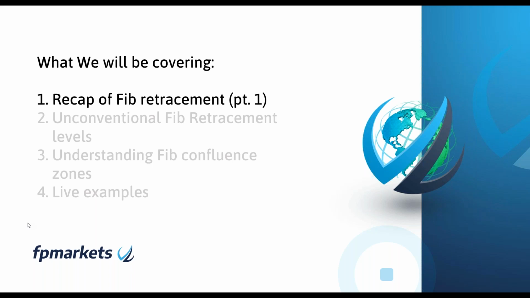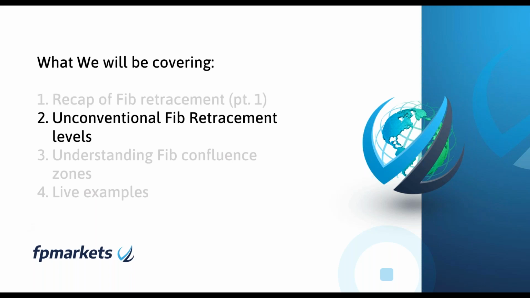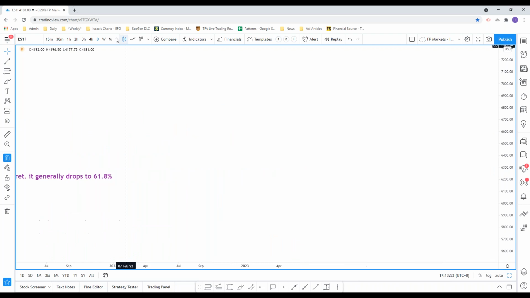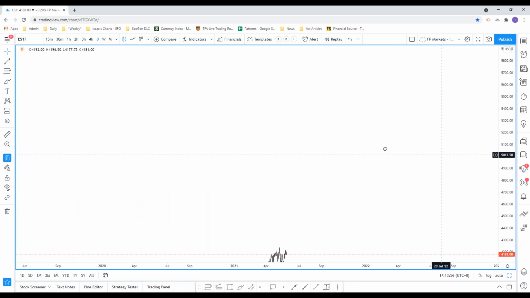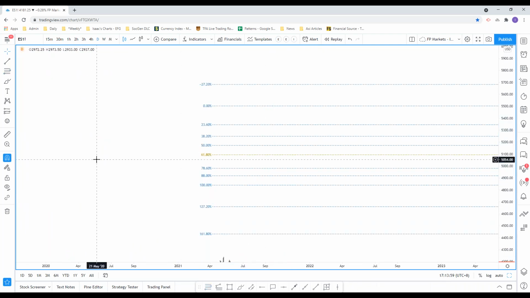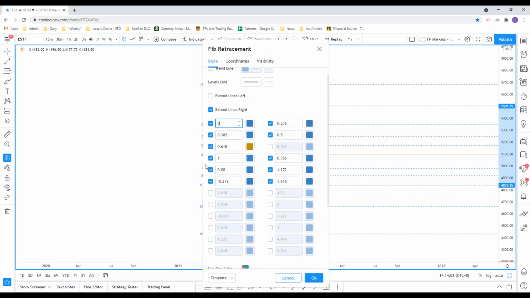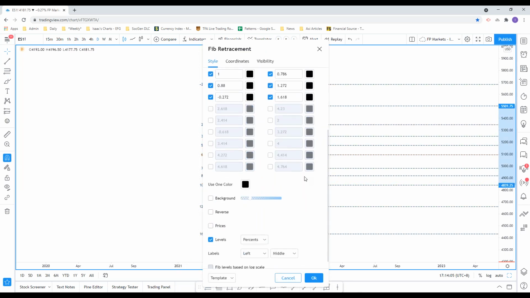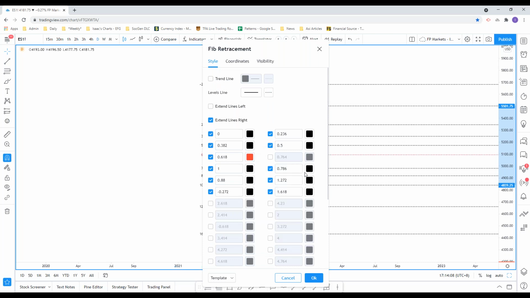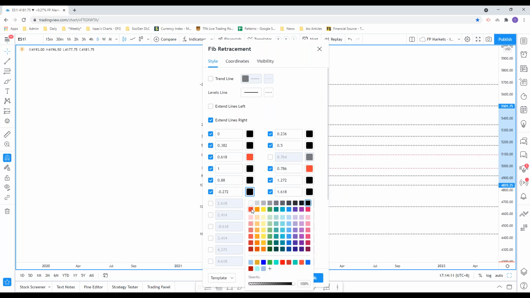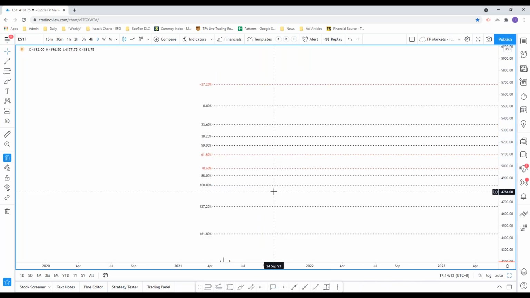Okay, so now that we are done with the recap of Fibonacci retracement, part 1 of the webinar, let's move on to unconventional Fibonacci retracement levels. Now, what do I mean by unconventional Fibonacci retracement levels? In the first part of the webinar, I showed you the normal Fibonacci retracement levels. So for Fibonacci retracement levels, we have things like that. Let me just change the color. Okay, so these are the levels.